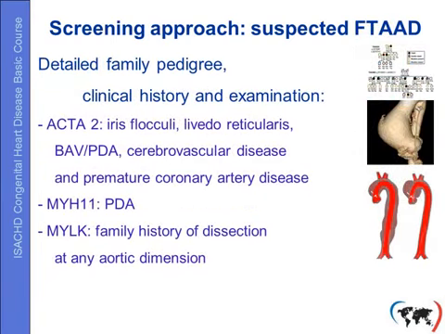Then, where history and exam were not suggestive of Marfan syndrome or Loeys-Dietz syndrome, we would look for the non-associated features with the smooth muscle-related genes like iris flocculi, livedo reticularis, bicuspid aortic valve or patent ductus arteriosus, cerebrovascular disease and premature coronary artery disease with ACTA2, patent ductus arteriosus with myosin heavy chain 11, or a family history of dissection at any aortic dimension with myosin light chain kinase.